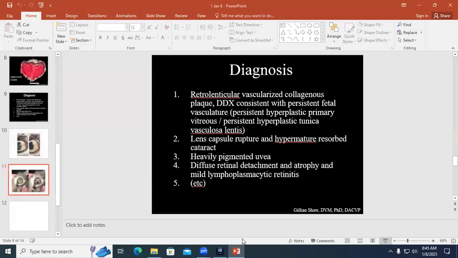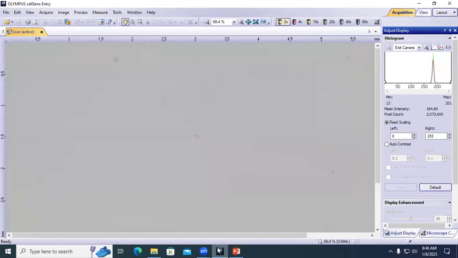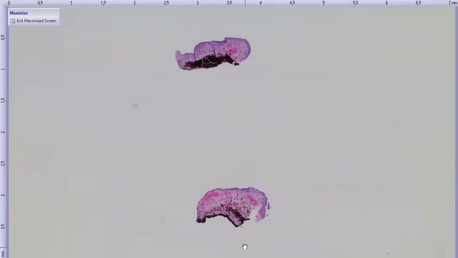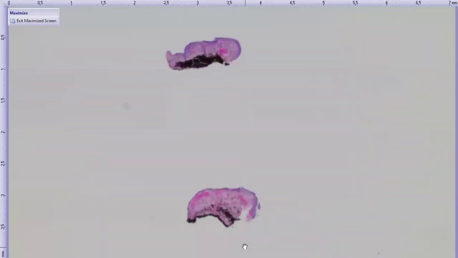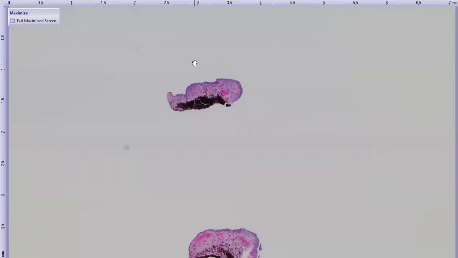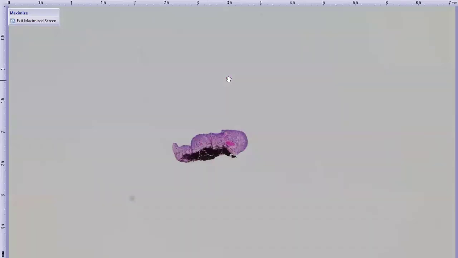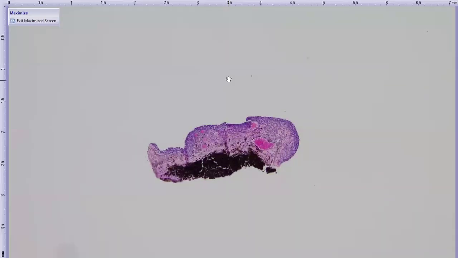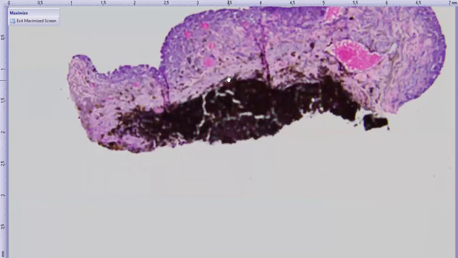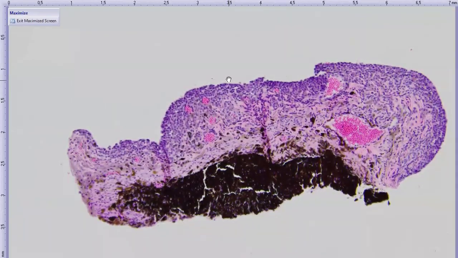So let's take a look at what we have. Right. So they did a wonderful job of orienting our tissues here. So we can see iris stroma tissue here. We've got the posterior pigmented iris epithelium along the backside here. And then we have our anterior surface of our iris. And as we go in closer, we can see that there's too many cells along the surface of the iris and infiltrating into the iris stroma.